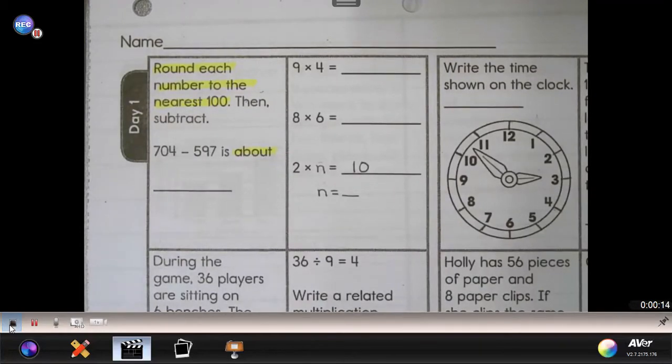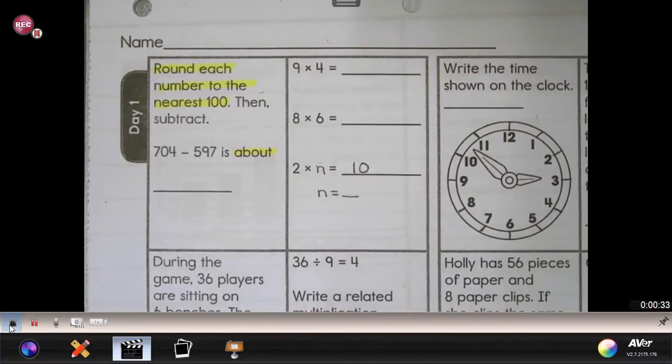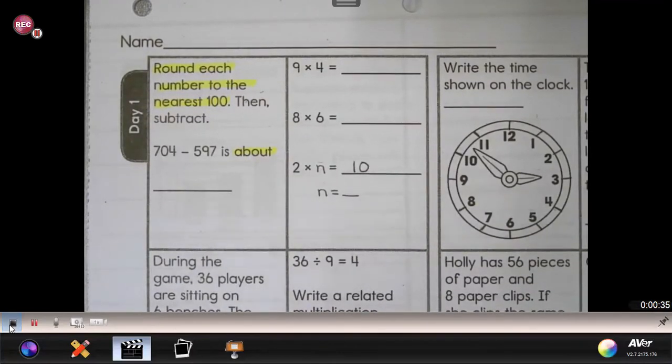Thank you for coming back and checking your DMA every day. It's so important for you to make sure that you're keeping up these skills. Remember, our goal is to stay fluent and make sure that these skills are always being reviewed, okay? So let's take a look at our first problem.